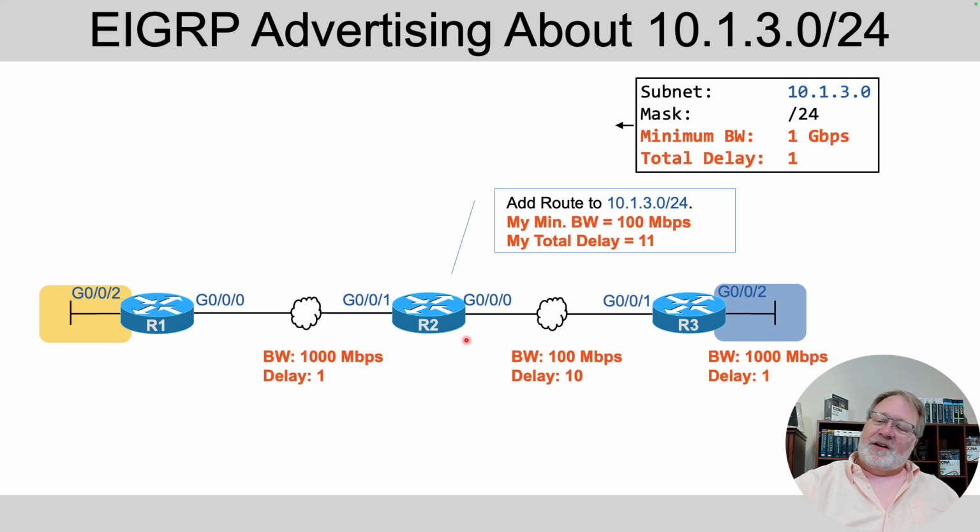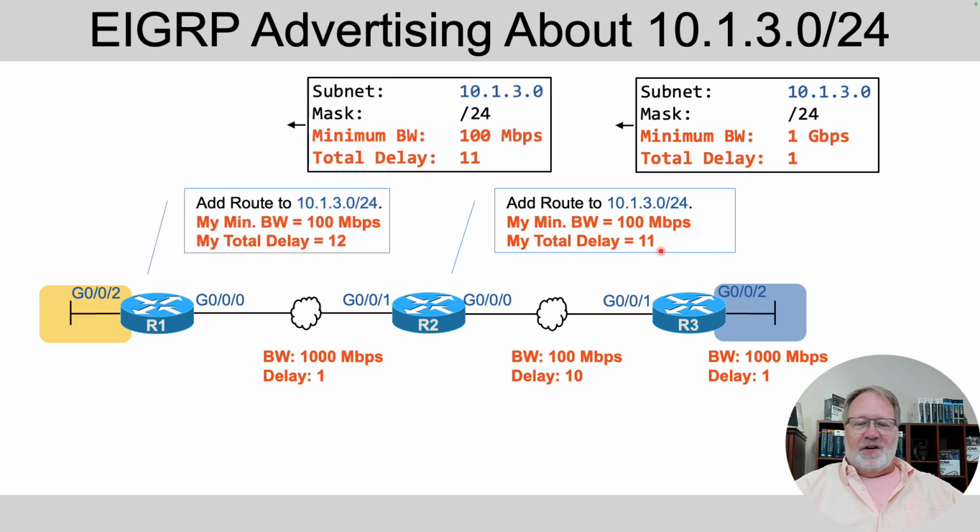But the delay calculation is the delay in the message plus some more delay for R2's outgoing interface. Here it says that interface's delay is 10, so it adds 10 more to get 11. Whew, isn't that fun? So it does a calculation. And if then you compare that to what happens here at R1, R1 receives this message that says minimum bandwidth 100 meg, total delay 11.